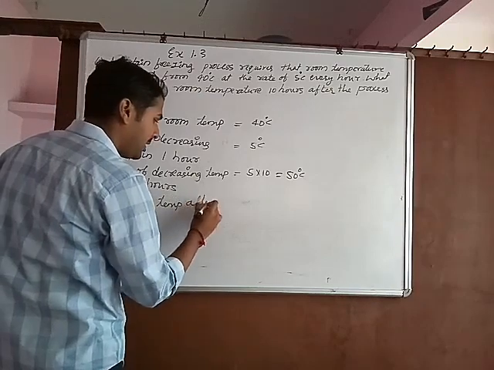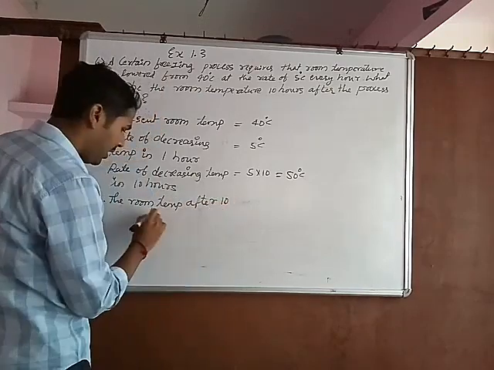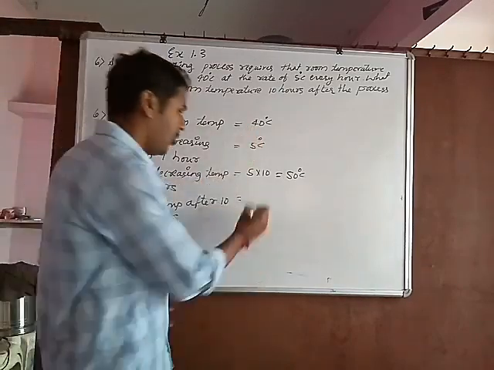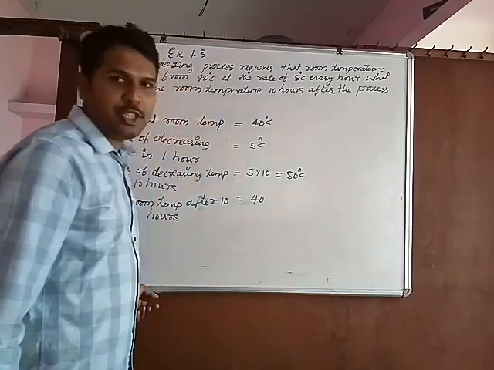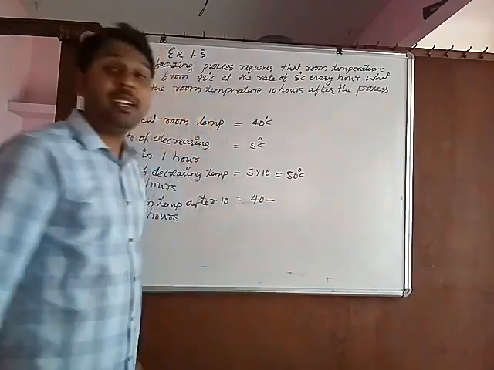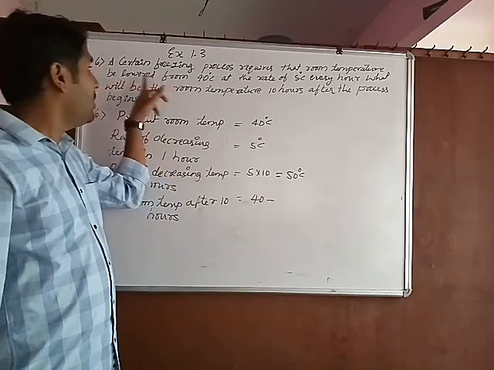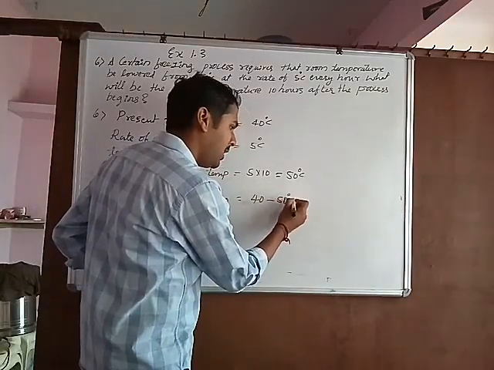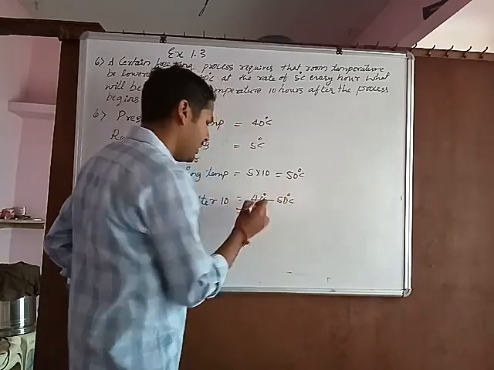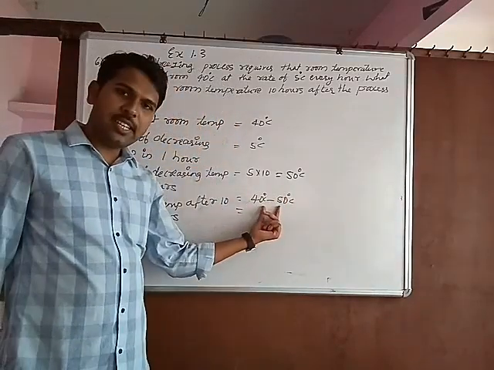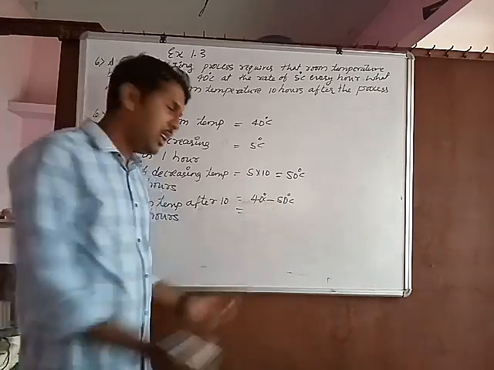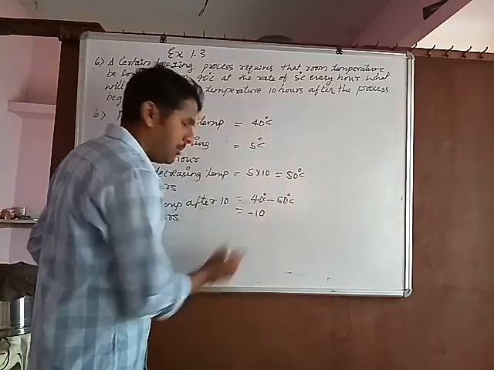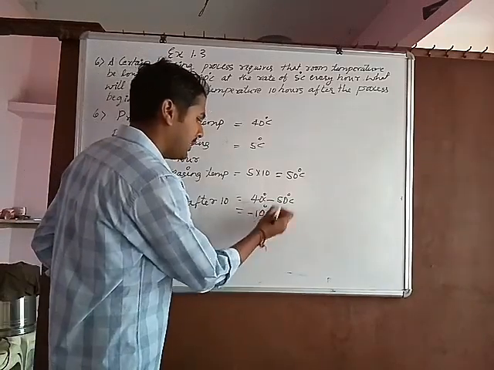Therefore the room temperature after 10 hours equals to, how to solve this one? First 40 degrees, that is the present temperature, no? Minus 5, minus, because decreasing, no? Lowered means goes on decreasing. Total how much temperature? 50 degrees Celsius. So solve this one. Numbers are having different signs. So first we have to subtract 50 minus 40, 10, bigger number sign, minus 10 degrees Celsius.